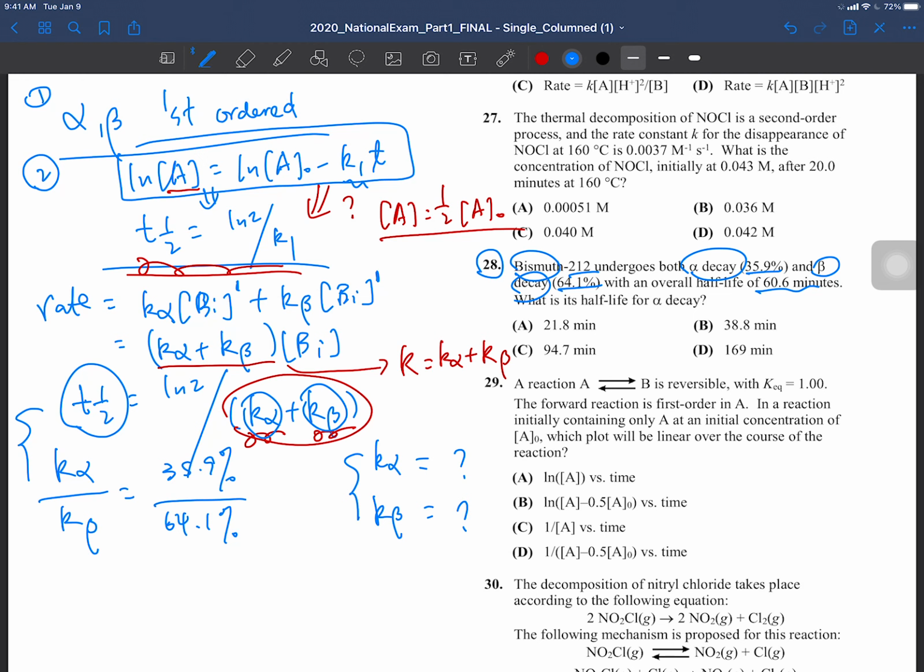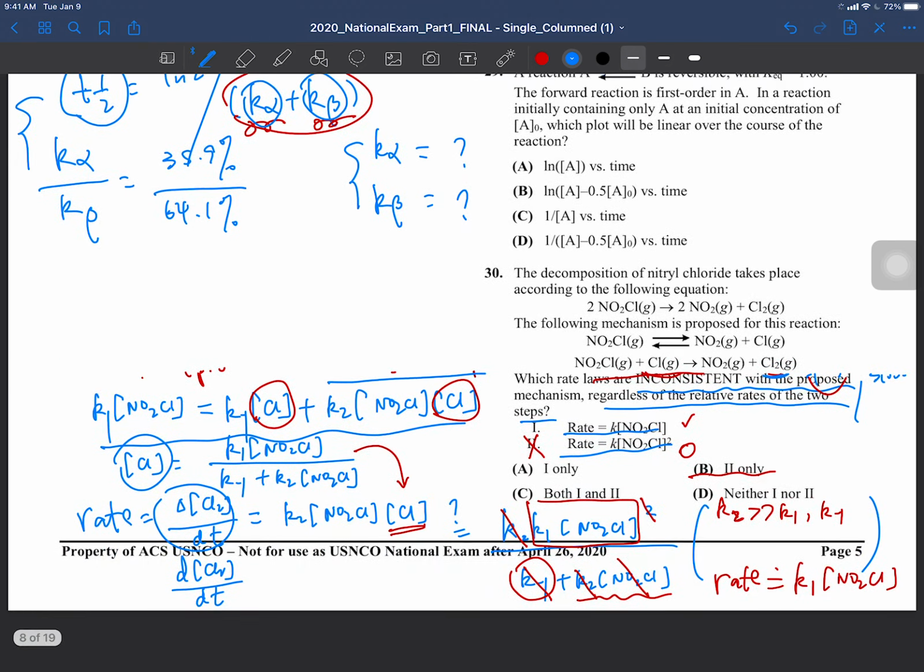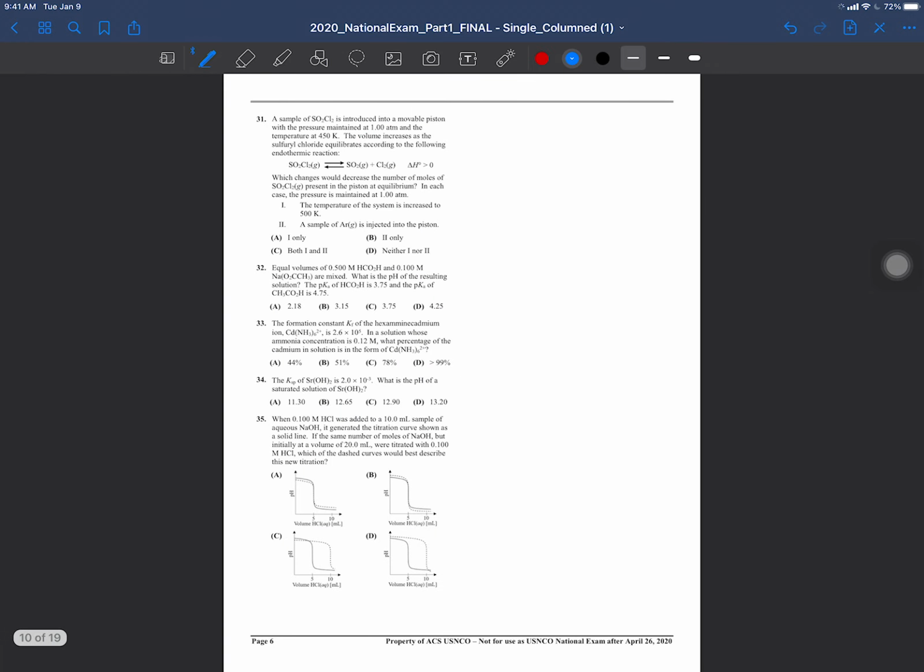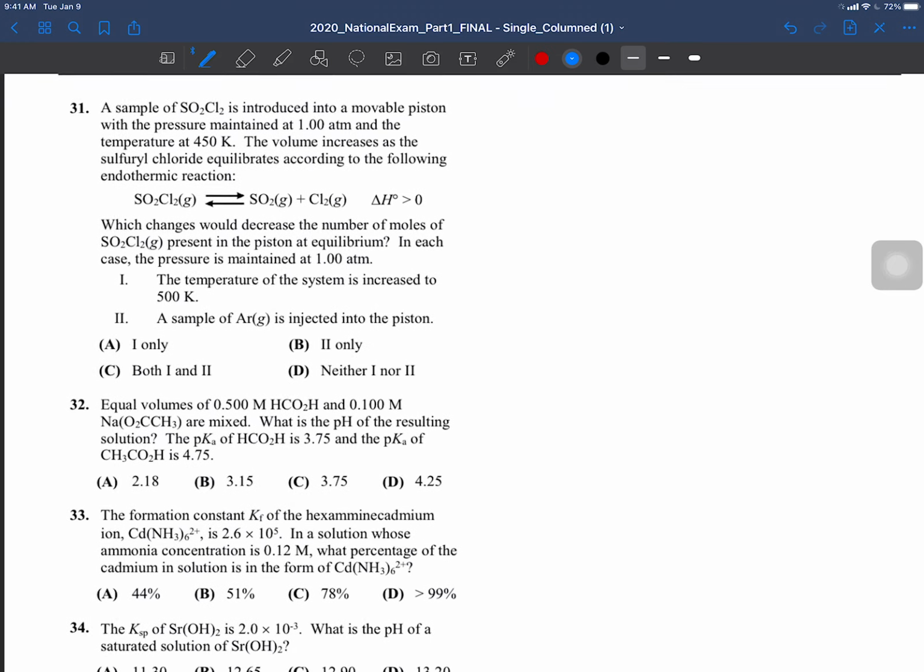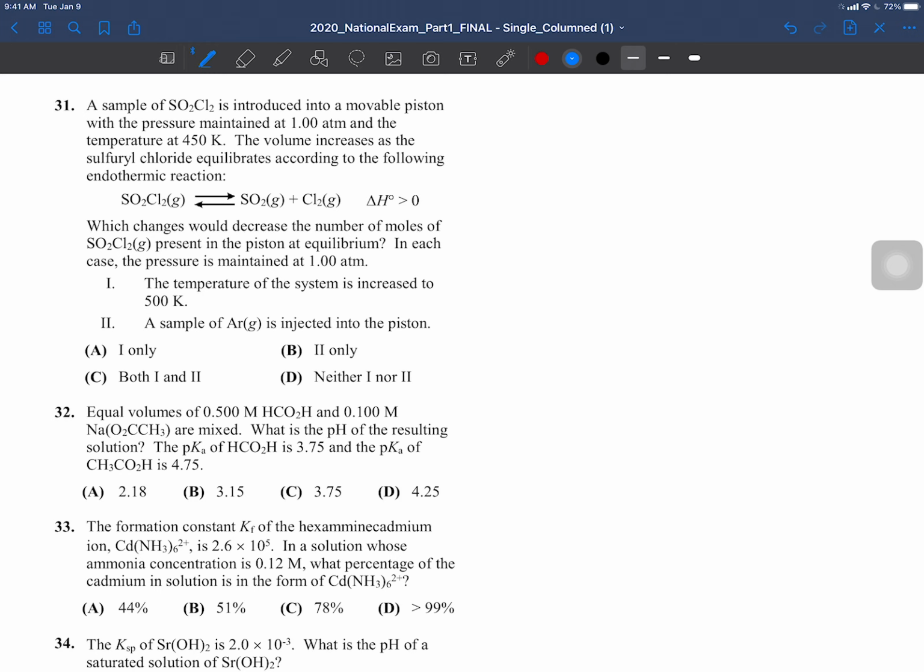Okay. Next are 2 equilibrium questions: question number 31 and number 34. First, let's have a look at question number 31. Ooh, it is a movable piston with a constant pressure, the system. The temperature is also constant.